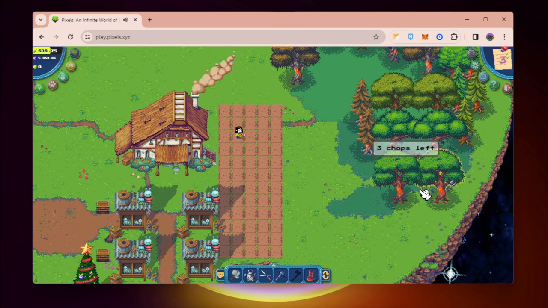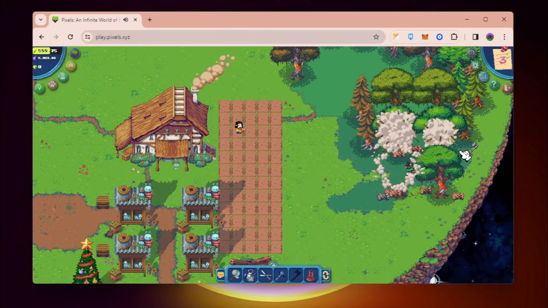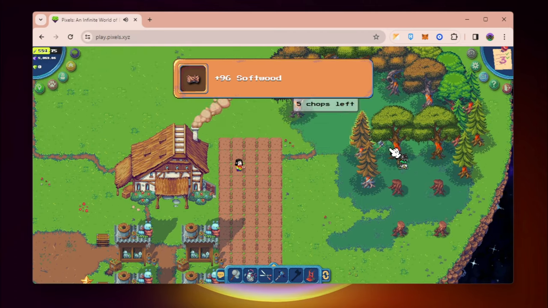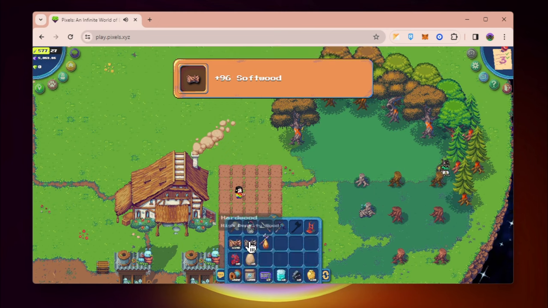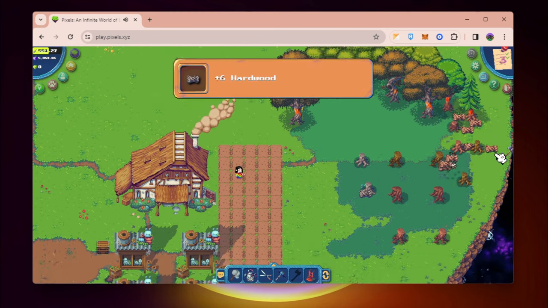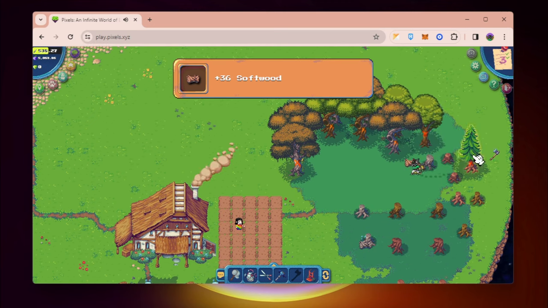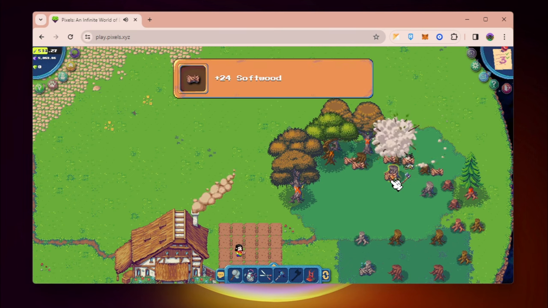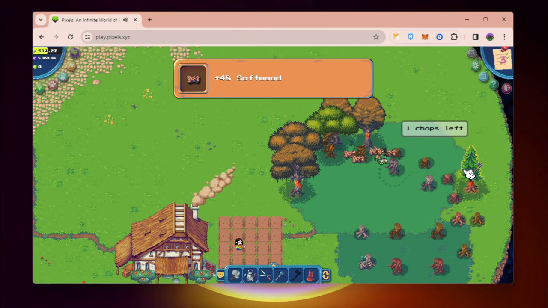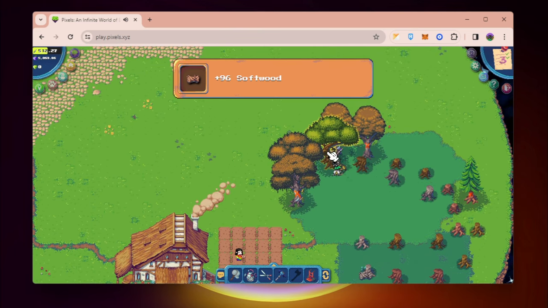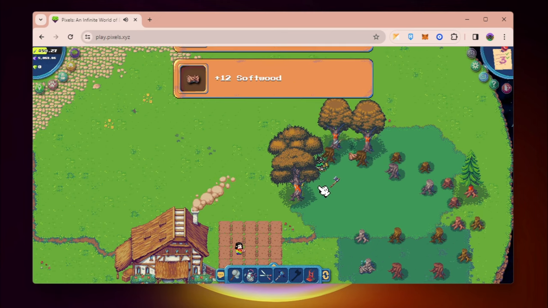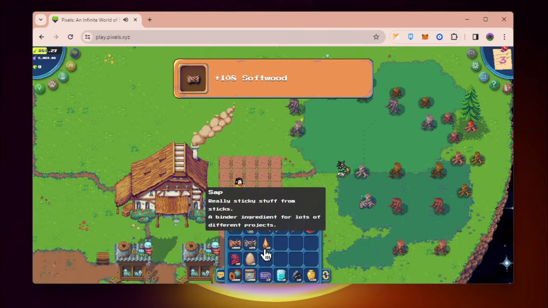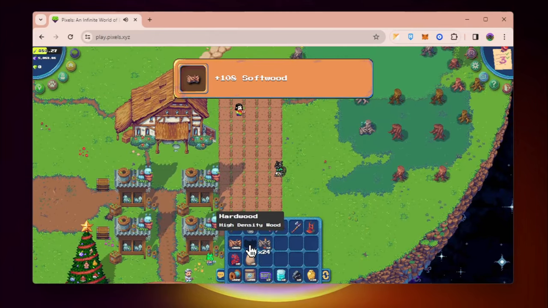What I usually do is chop each tree at the same time. Okay, we have one sap already. Okay, so we have our second sap. Just gonna collect that real quick. So far, guys, we have spent around 200 energy, and we have two sap and hardwood 24.